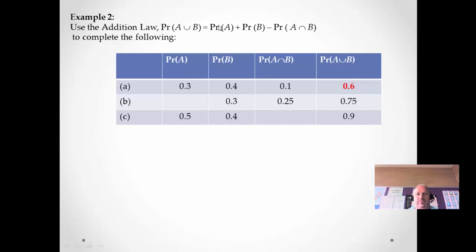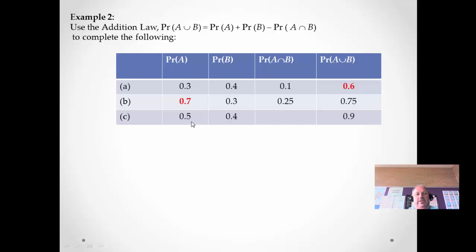We don't know what the probability of A is. The probability of B is 0.3 and the intersection is 0.25. So to work out the probability of A, I've got to take those things over to the other side. So I need to take away 0.3 from both sides and I'll need to add 0.25 to both sides. The net effect is that the probability of A must be equal to 0.7, because that plus that minus that has to equal that.